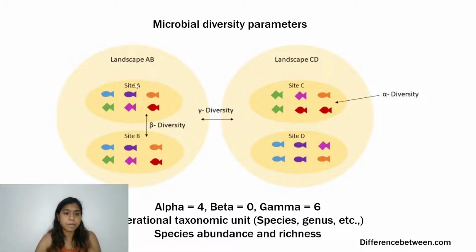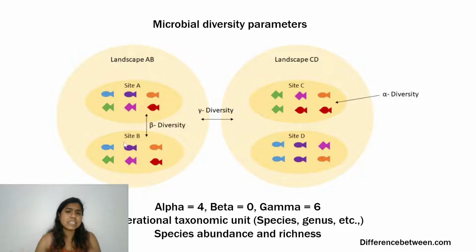Similarly, if we compare two sites, like site A and site B, that diversity is called beta diversity. But if we look at this particular image, everything that is in site A is also in site B. So how do we calculate beta diversity? Whatever is unique to site A, whatever is unique to site B, and whatever is shared between site A and site B, counted only once, is taken.